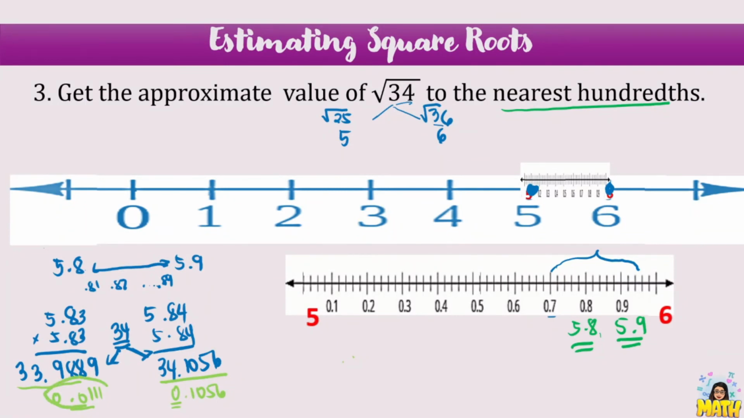So we'll have this, which means that the product of 5.83 and itself will be closer to 34 compared to 5.84. Therefore, the approximate value of square root of 34 to the nearest hundredths is 5.83. Again, there's no short way but to do trial and error.